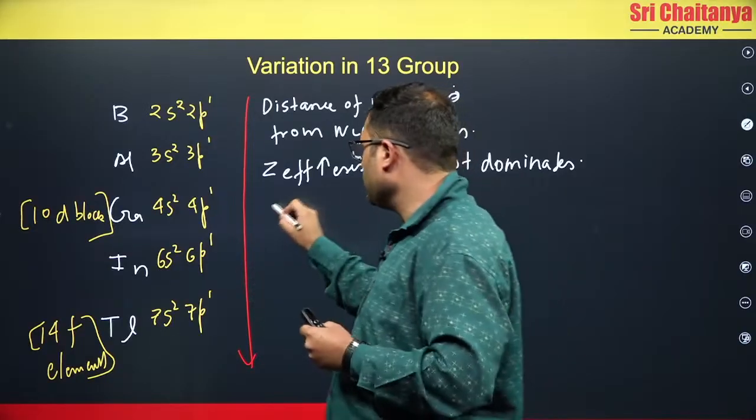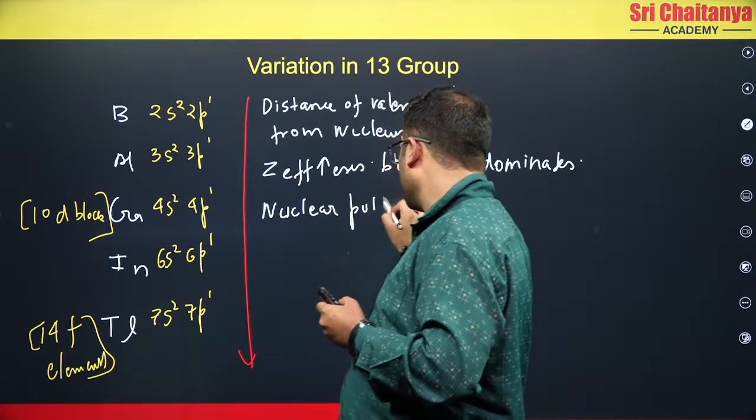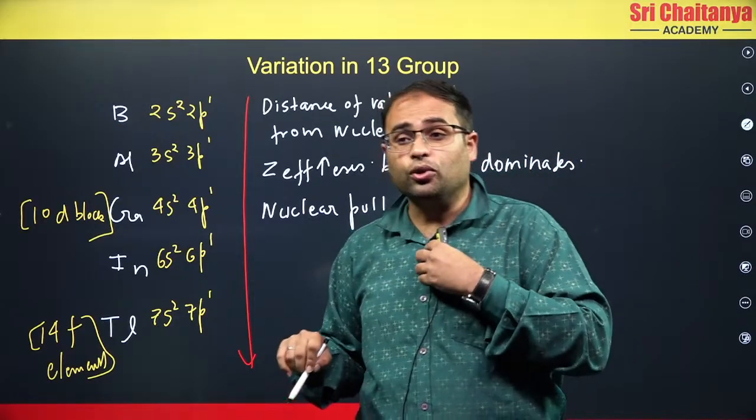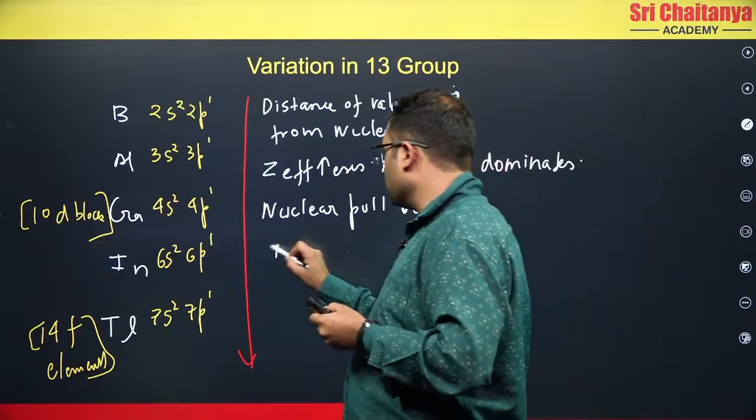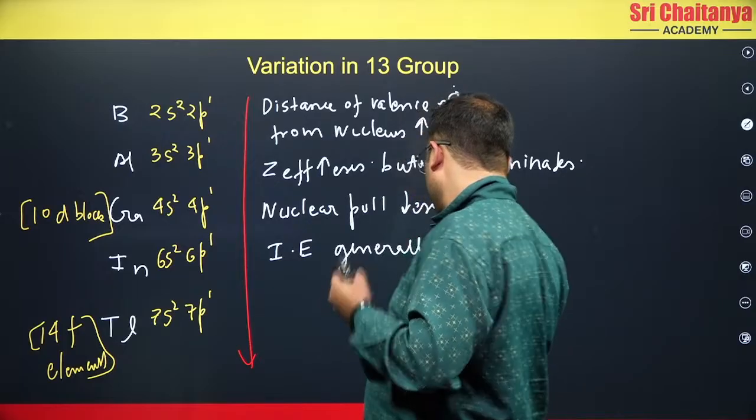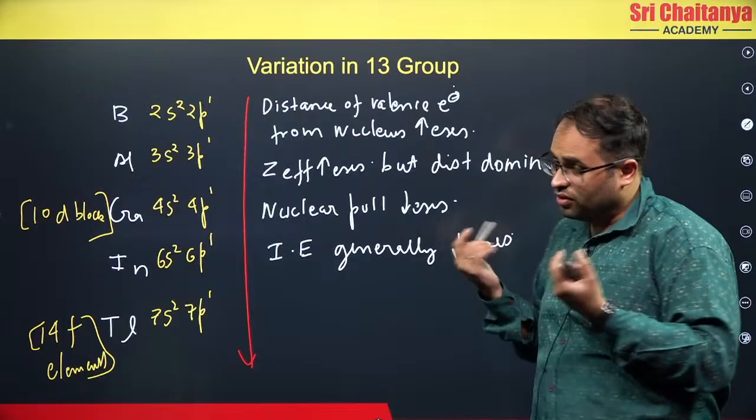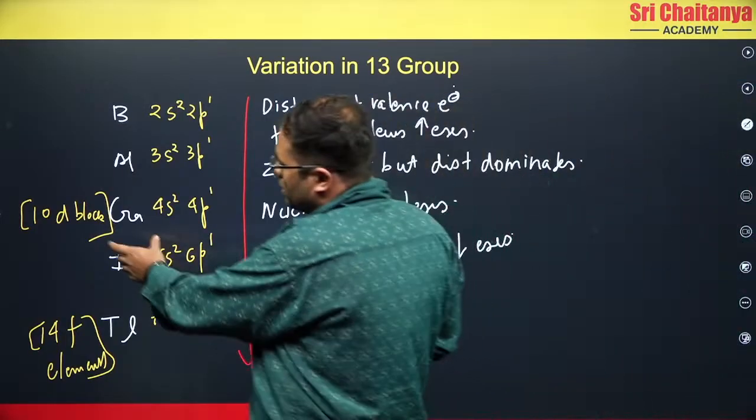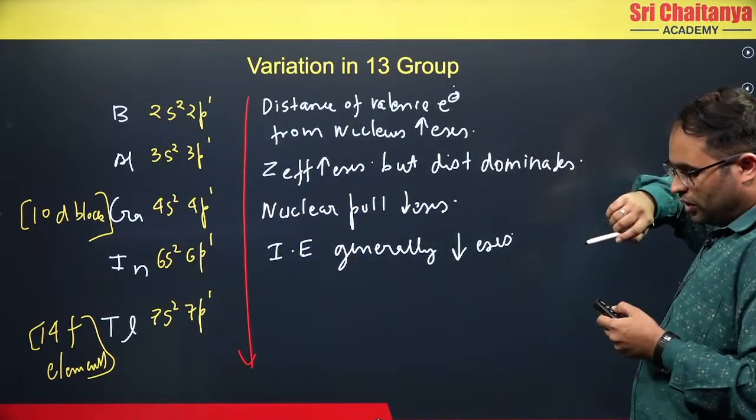The nuclear pull decreases, and as nuclear pull decreases, it is more easier for you to remove the electrons, right. So your ionization energy, again I will say, generally decreases. Why I said generally? Because it is not the actual order. In group 13, understand this here. Now the actual order, now what should be the order actually?